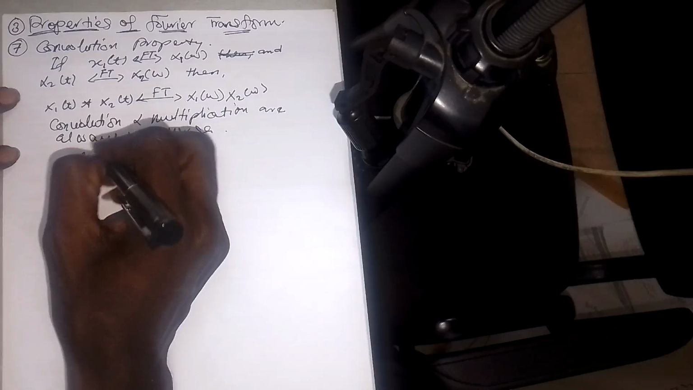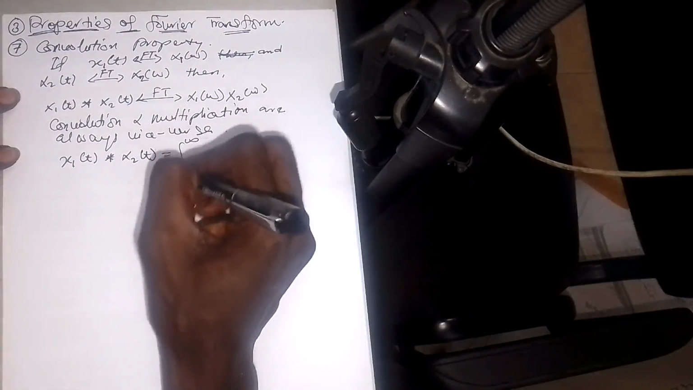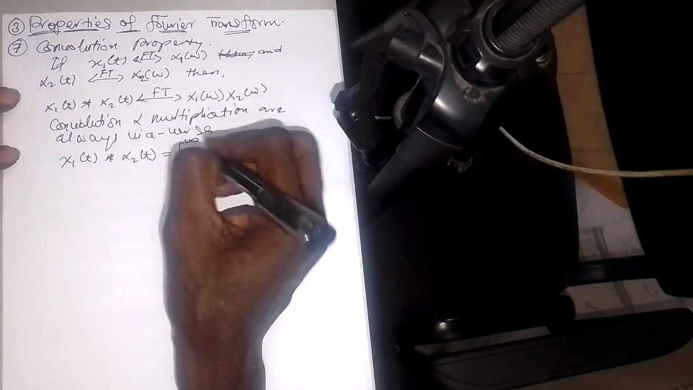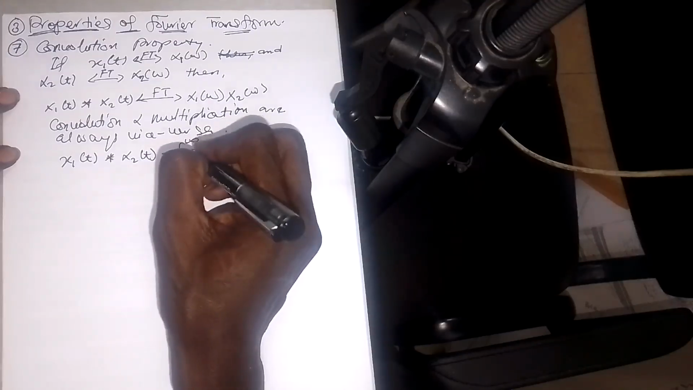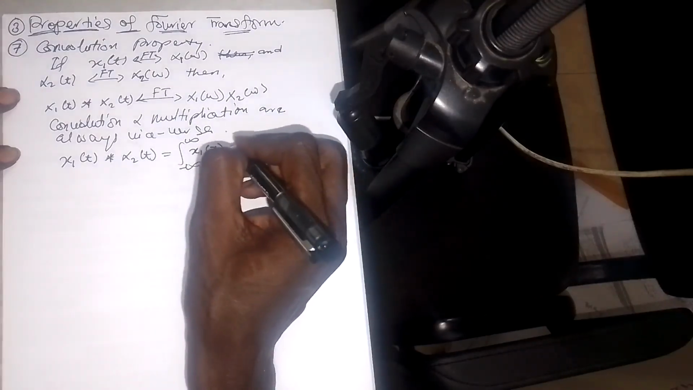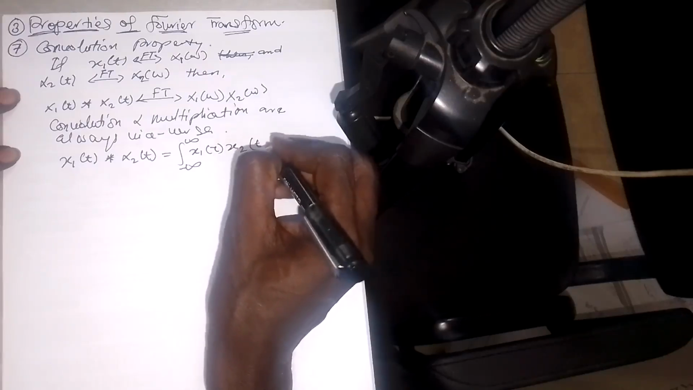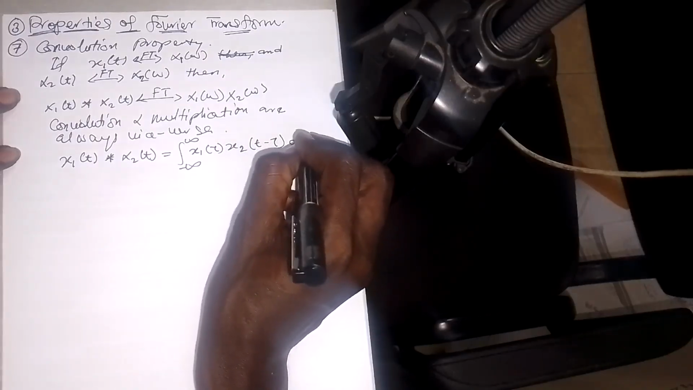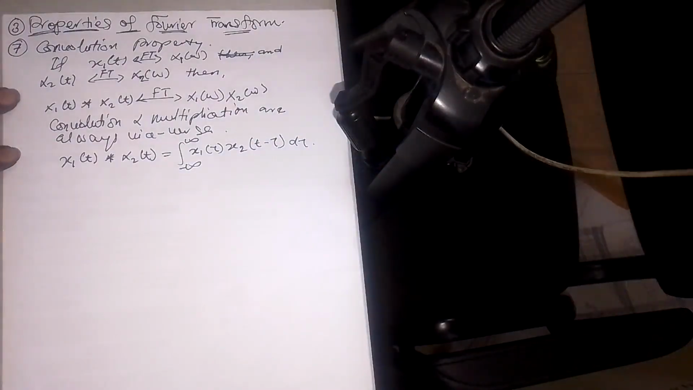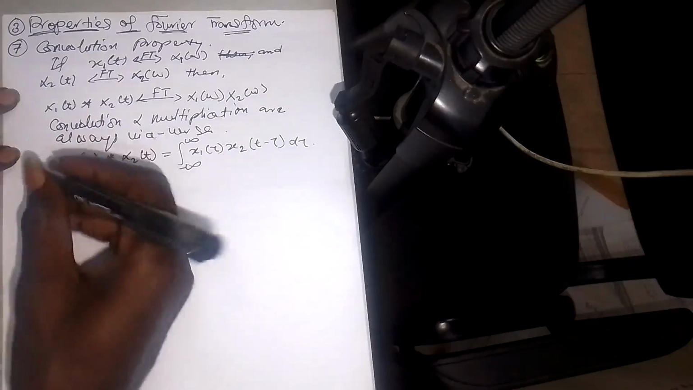Now, in terms of convolution, x1 of t convoluted with x2 of t is the integral from minus infinity to infinity of x1 of tau into x2 of t minus tau, d tau. Mathematically, this is what I'm going to have.